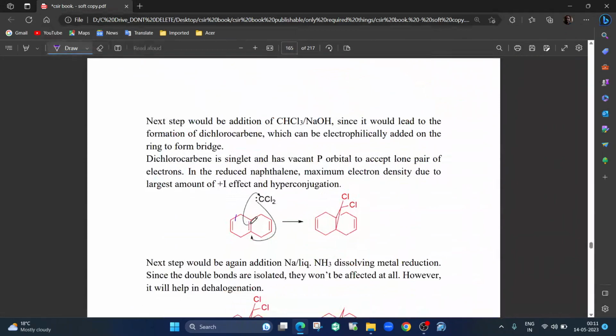the middle one. So first CCl2 octet is not complete, you can see 2 electrons on chlorine, 2 electrons on chlorine, and one of the p orbital has lone pair, another p orbital is vacant. So this goes and attacks on this, and this goes and attacks here, and you are getting this species.